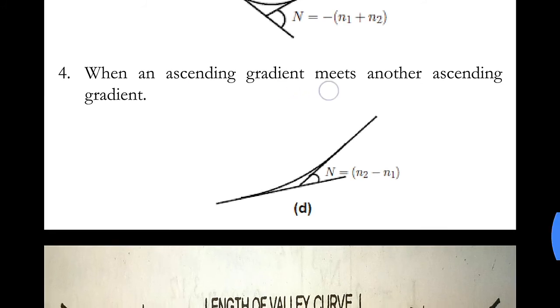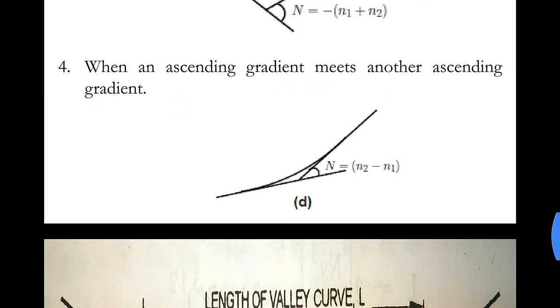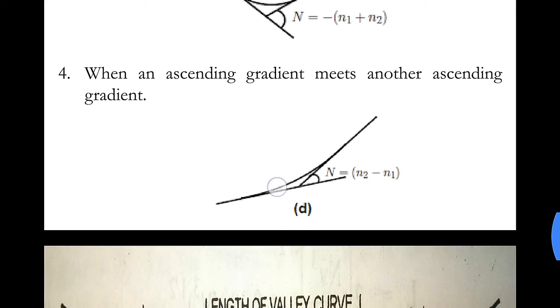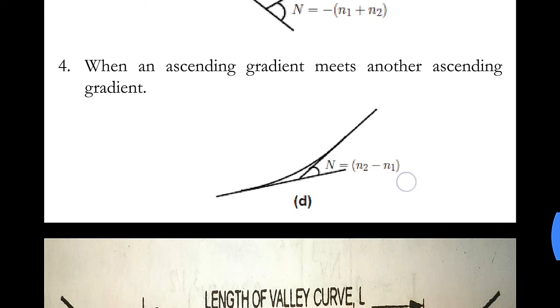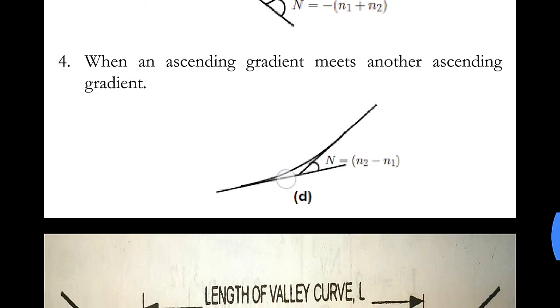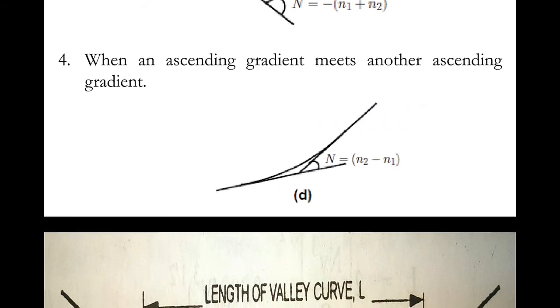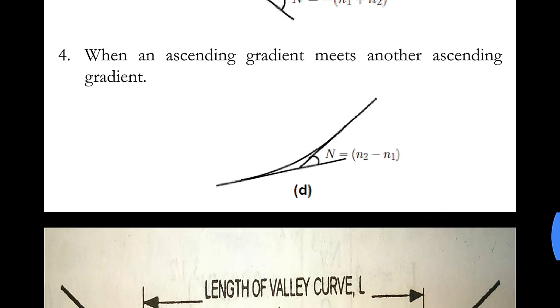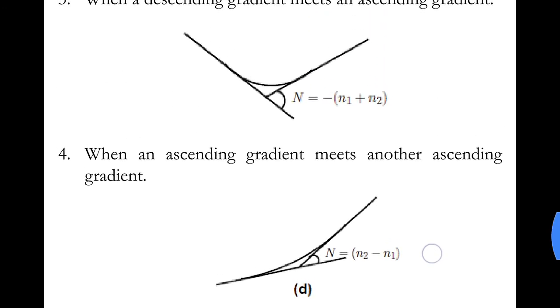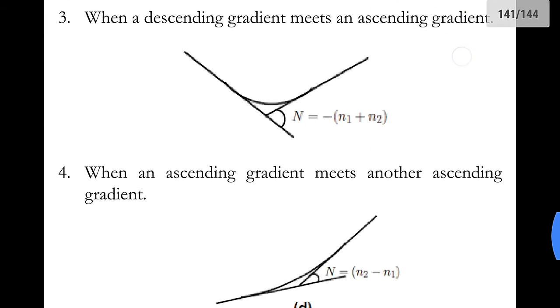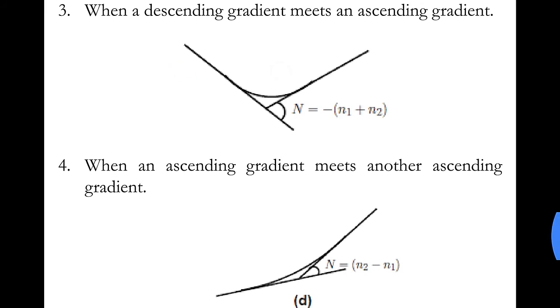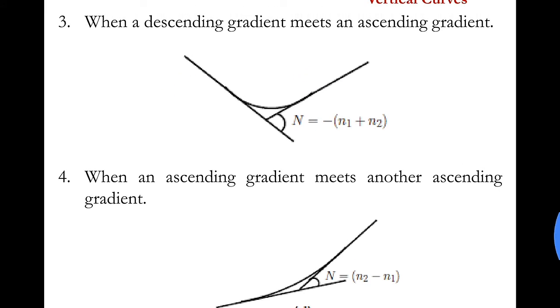When an ascending gradient meets another ascending gradient. Now here n1 value is lesser as compared to n2, so plus n1 and plus n2. So what is the deflection angle? That would be plus n1 minus of n2. Okay, here again the formula written is wrong. Try to understand the concepts. What is the deflection angle? It is nothing but the difference between the two gradient values.